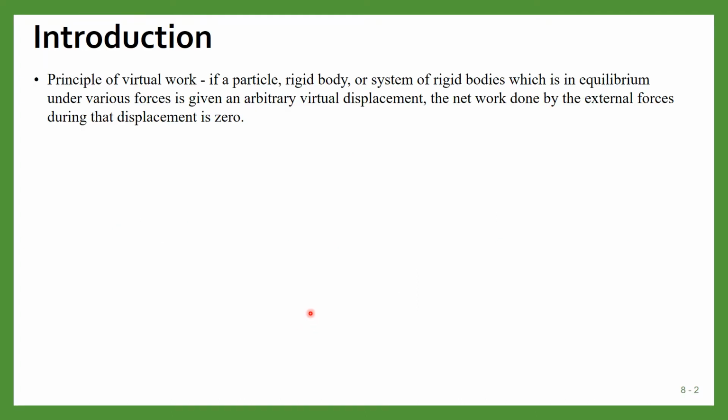Students, in this video we will learn about the method of virtual work. So let us start. What is the principle of virtual work? It says that if a particle or a rigid body or system of rigid bodies which is in equilibrium under various forces is given an arbitrary virtual displacement, then the net work done by the external forces during that displacement is zero.